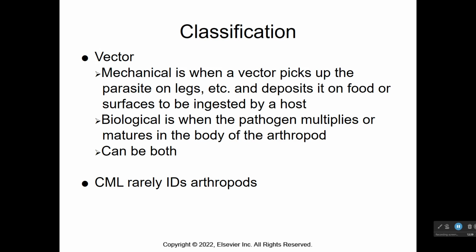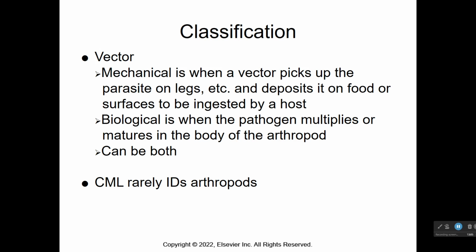If it's mechanical, the vector picks up the parasite on its legs, its wings, somewhere on its body, and deposits it on a surface or even on food. We come along and we eat the food, or we touch the surface, get it on our hands, then put our hands in our mouth when we eat, or near our eyes, and then it gets into our body.